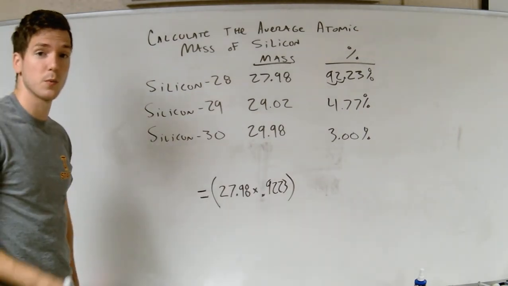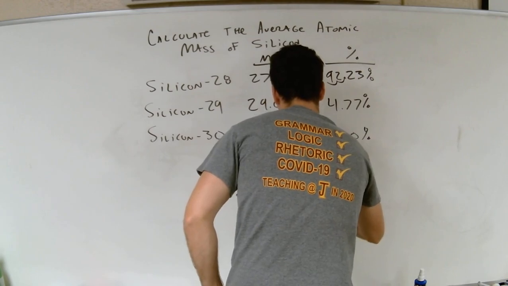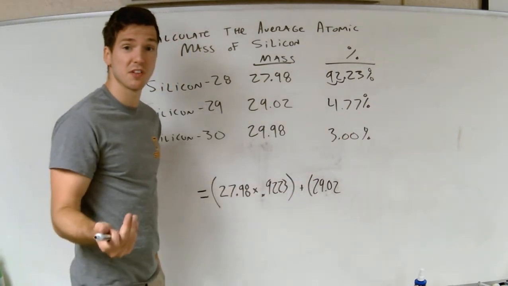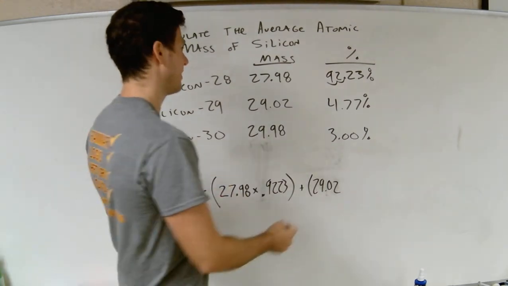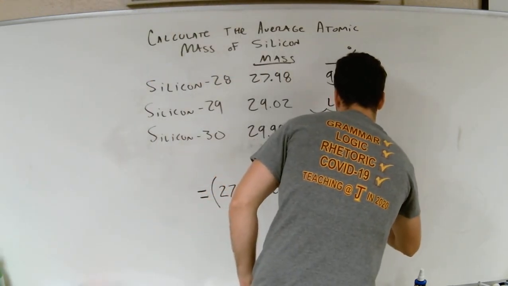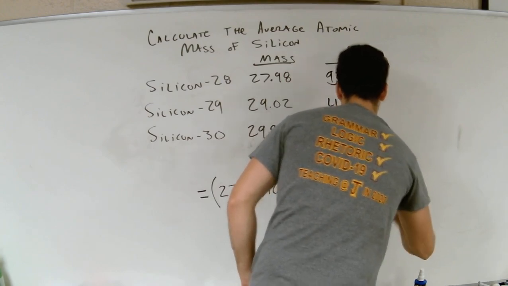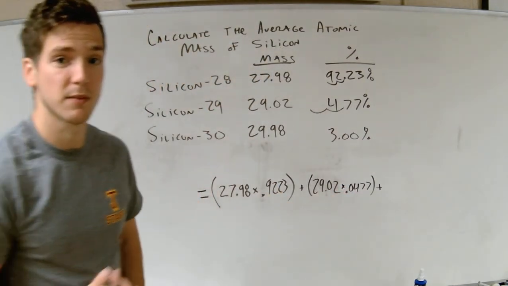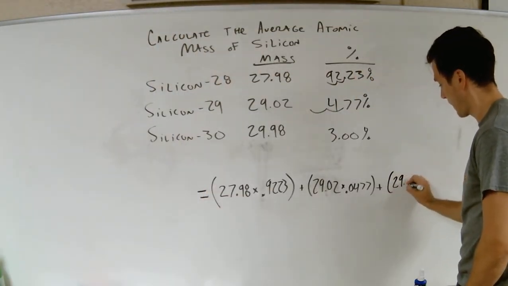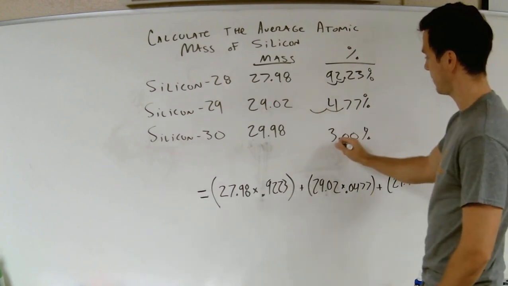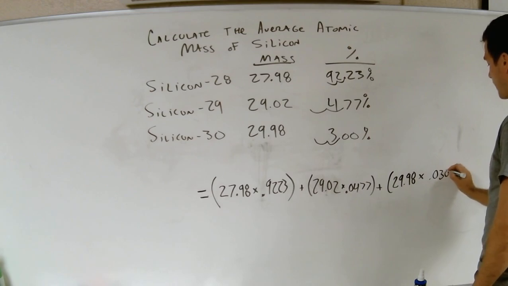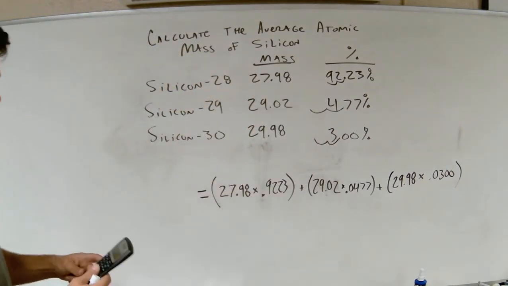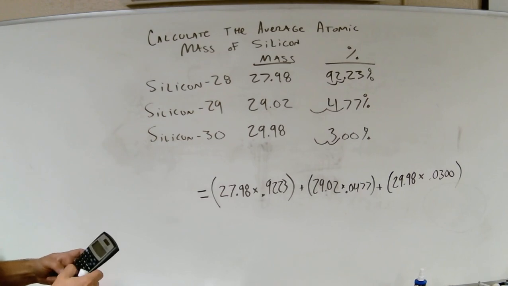Do the same thing with the second isotope, which is 29.02. Multiply by its percent abundance. Again, we move the decimal to the left twice, 1, 2. So it will be 0.0477, plus our last isotope. These are multiplication signs, by the way, if you can see them. And then the last one, the mass number is 29.98, and its percent abundance is 0.0300. Okay?